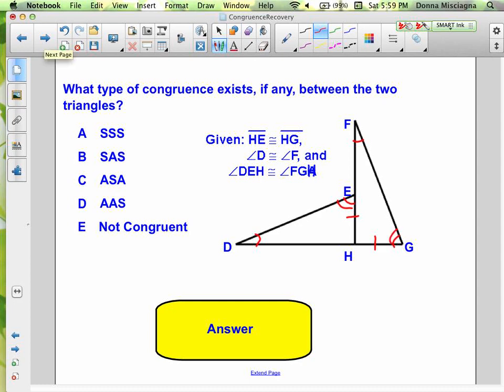All right, so now let's take a look at what we have here. Did I mark everything? Yes, I did. All right, so we have two angles that are marked. So let's write that down. So we have two angles.